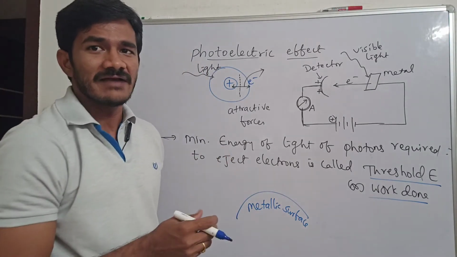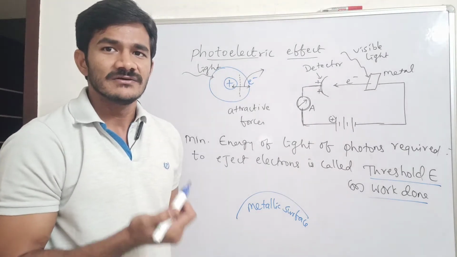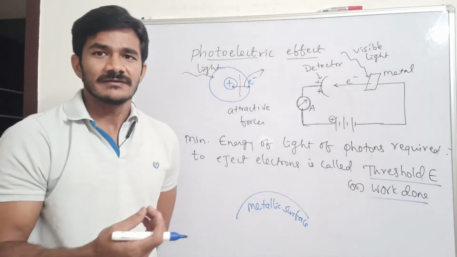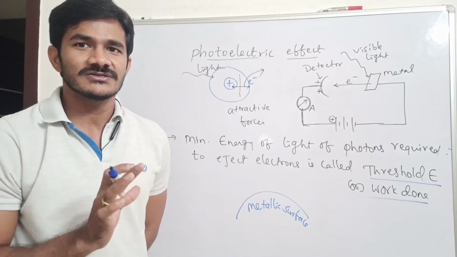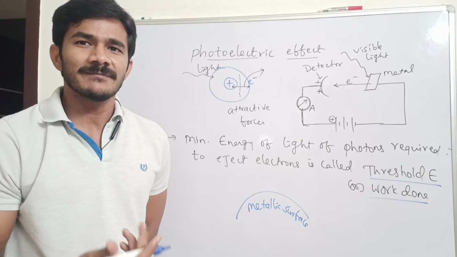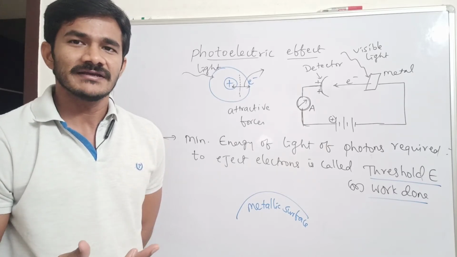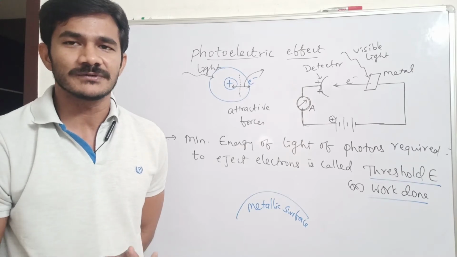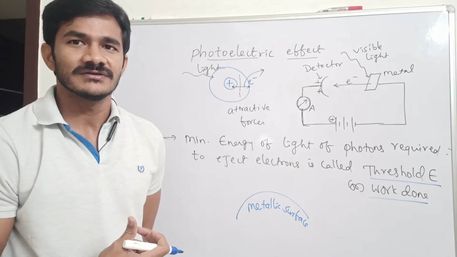Every metal has a characteristic threshold energy. For example, suppose I am having 1000 joules of energy. If anybody wants to push me, they should apply more than 1000 joules, then only they can push me. If they supply less than or equal to 1000 joules, they cannot push me. So 1000 joules is the characteristic energy of myself.